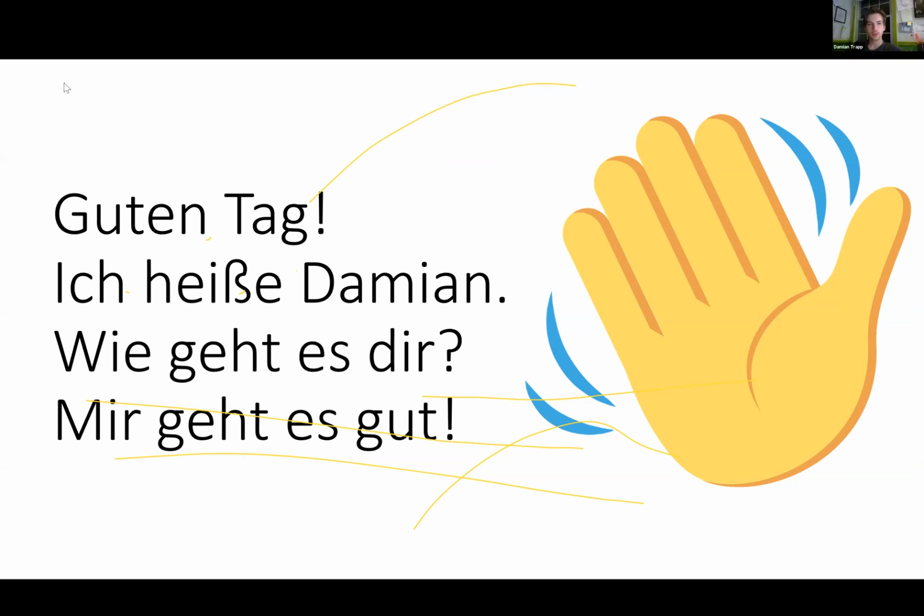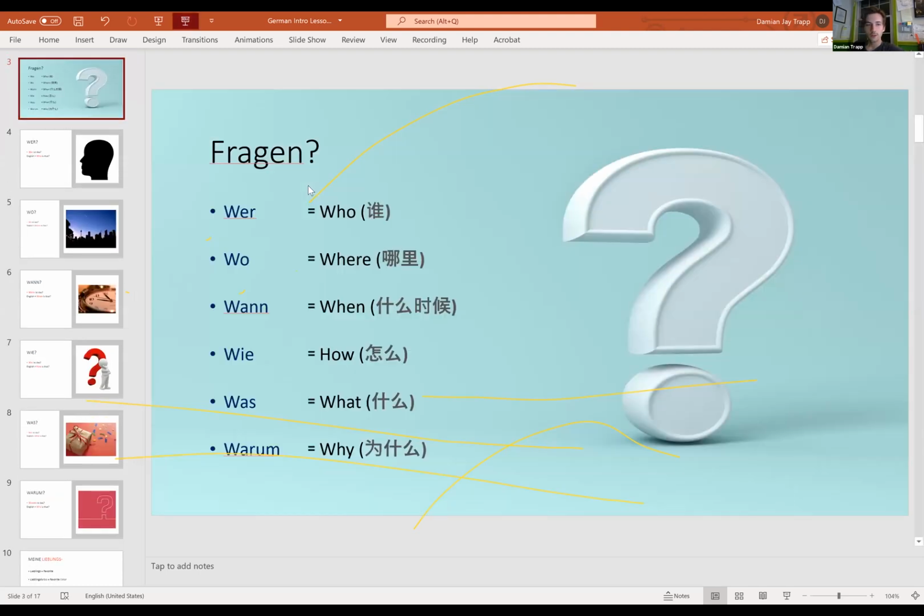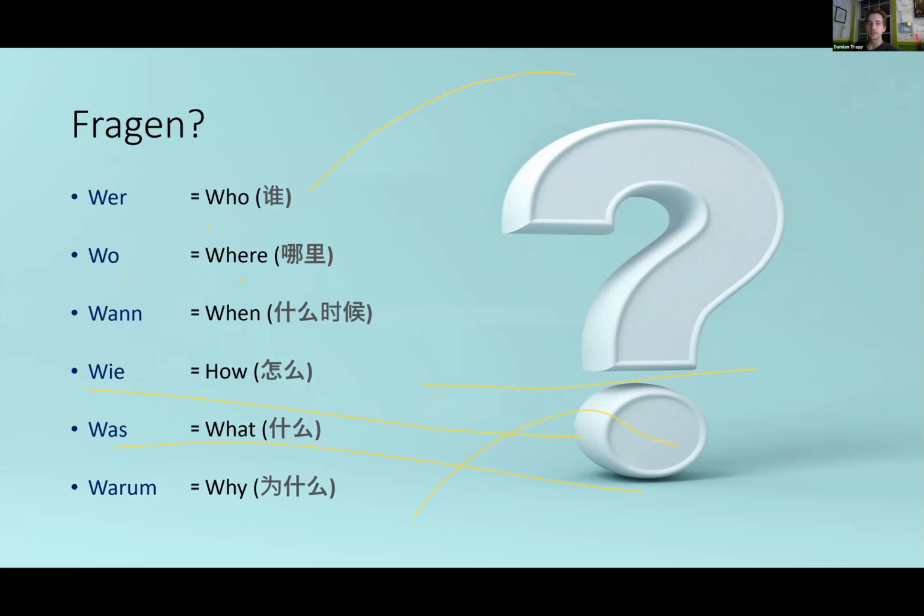And the words, let's go over these real quick again. That's wer, wo, wann, wie, was und warum. So, wer ist das? Is who is that? Wo ist das? Is where is that? Wann ist das? When is that? Wie ist das? Is how is that? Was ist das? Is what is that? And warum ist das? Is why is that?